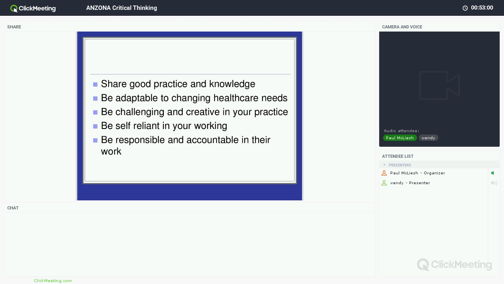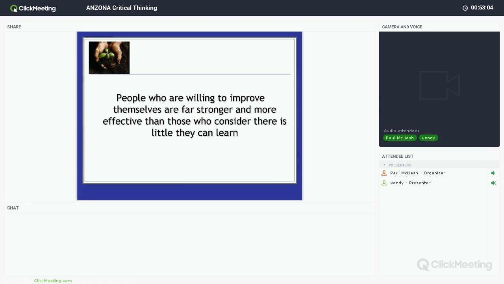Excellent. All right, well, thank you very much. Oh, there was one more slide. I just thought I'd better put that one on. People who are willing to improve themselves are far stronger and more effective than those who consider that there's little that they can learn. Oh, that's a good one. Very wise thing to say.